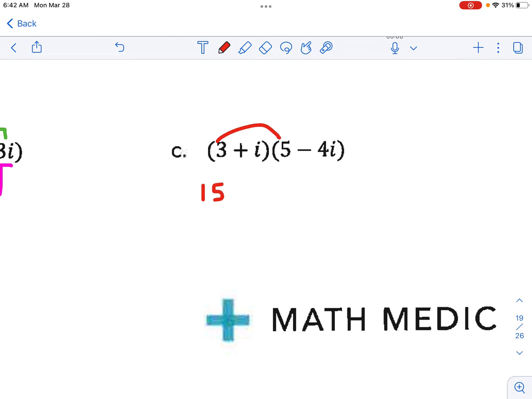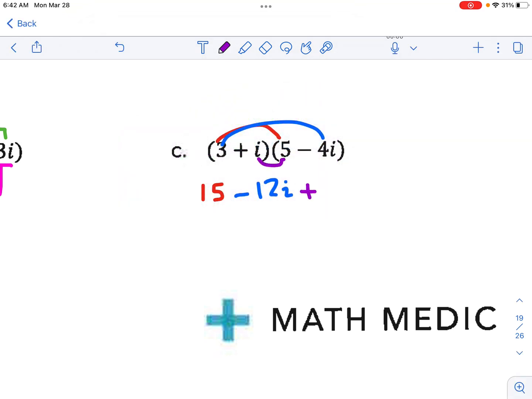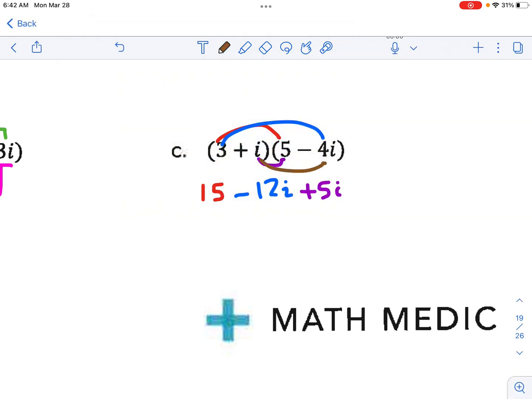So we're going to do 3 times 5, which is 15. And then we're going to do 3 times -4i, which is minus 12i. And then we're going to do i times 5, which is plus 5i. And then we're going to do i times minus 4i, which is minus 4i squared. And this is where we're going to have to do a modification here, because we know i squared is equal to negative, there we go, -1.